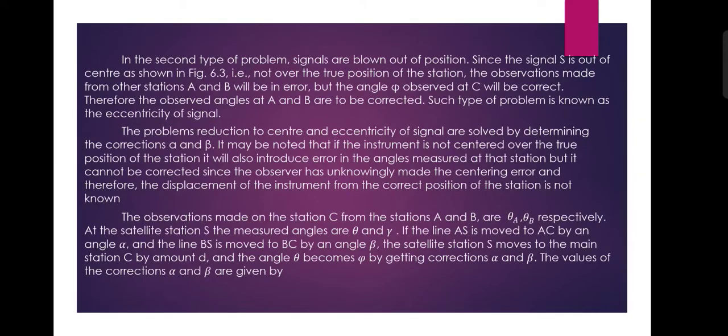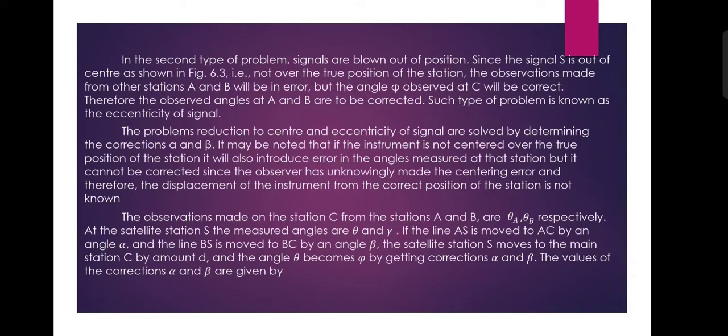In the second type of problem, signals are blown out of position. Since the signal S is out of center as shown in figure 6.3, that is not over the true position of the station, the observations made from other stations A and B will be in error, but the angle phi observed at C will be correct. Therefore, the observed angles at A and B are to be corrected. Such type of problem is known as the eccentricity of signal.